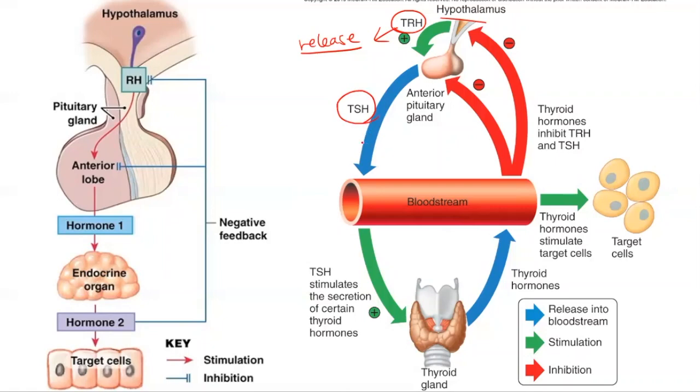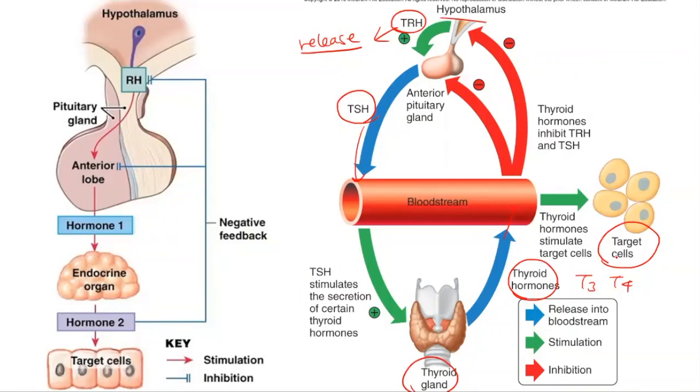So this trophic factor is going to travel to the bloodstream, and then it's going to stimulate the secretion of certain thyroid hormones. So this trophic hormone, which is released into the bloodstream, it's going to travel to the thyroid gland and help the thyroid gland produce or secrete thyroid hormones. Thyroid hormones such as T3 or T4, they're going to travel through the bloodstream again, and they're going to arrive at the target cells where these responses are going to be elicited.